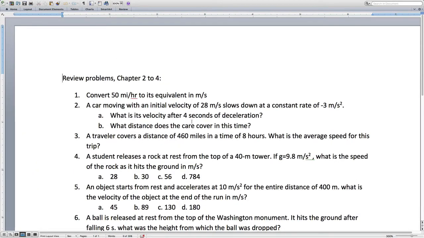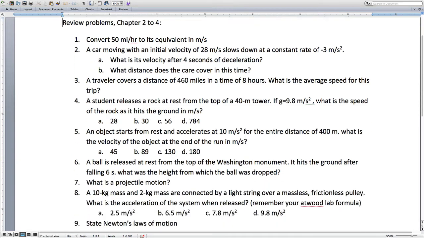from the textbook. E1 says a traveler covers a distance of 413 miles in a time of 7 hours. What is the average speed? You may use this. This is the same kind of question as your reference. So you can solve this.